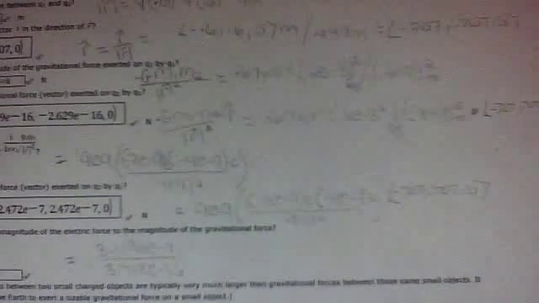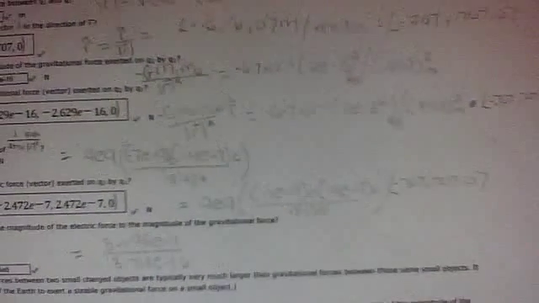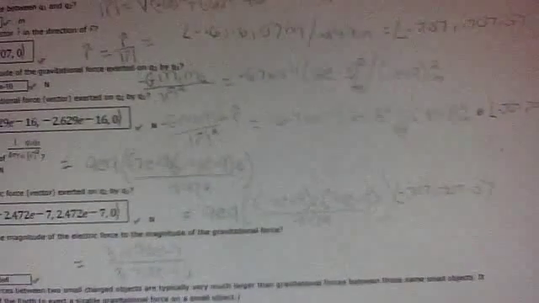And now it asks us, what is the gravitational force vector exerted on Q2 by Q1? And we use the same formula as before, except we multiply it by R hat. And when we do that, we'll get 2.926 e to the negative 16, negative 2.629 e to the negative 16, and 0.